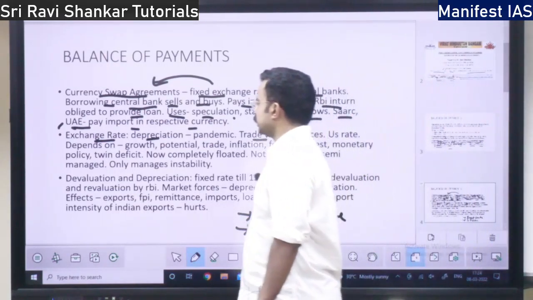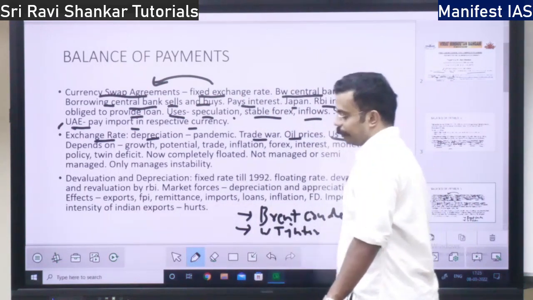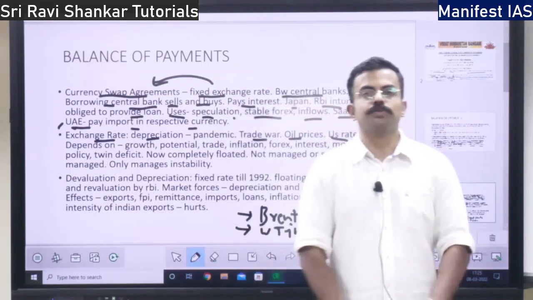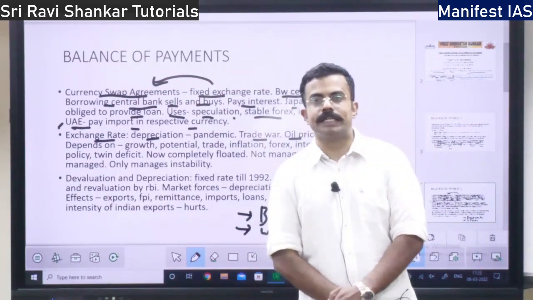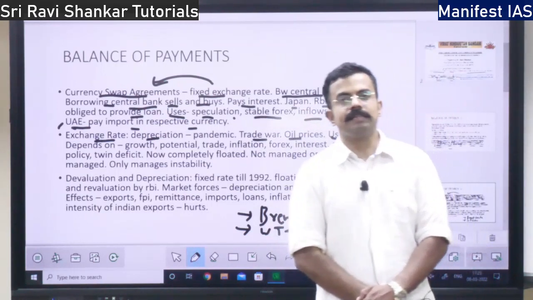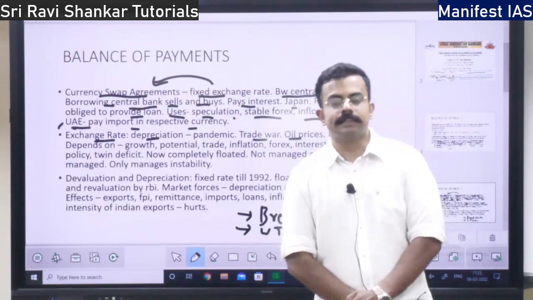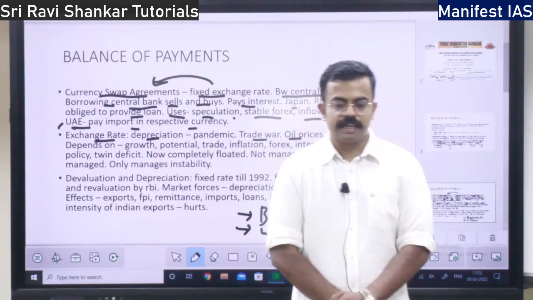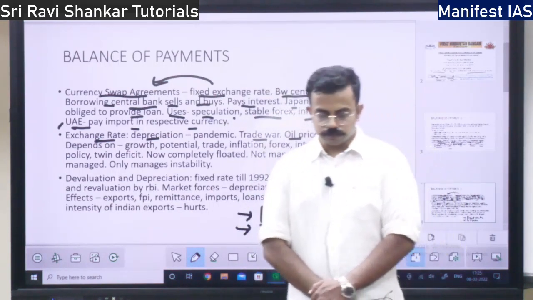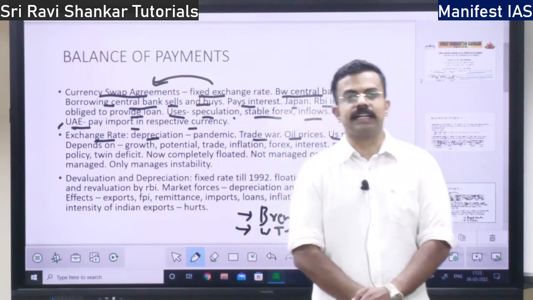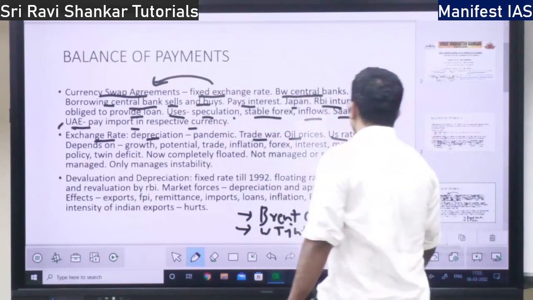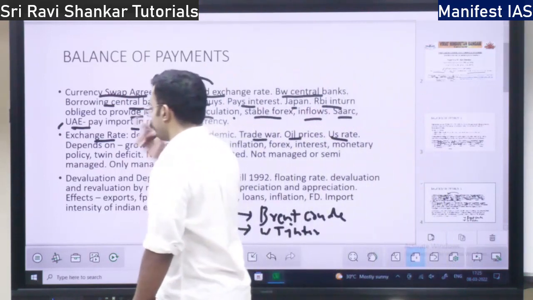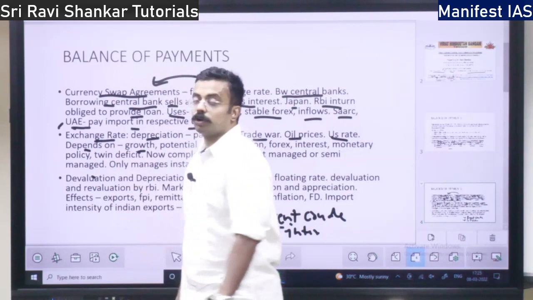Apart from that, the exchange rate is dependent on the US rate. US rate means, if the US increases the interest rate. See, earlier what was the US doing? The US was doing quantitative easing. What do you mean by quantitative easing? It means the US used to provide loans at very low interest, 1 or 0.5 percent, right? Later on, the US has increased the interest rate, because of which the currency exchange rate is hampered.